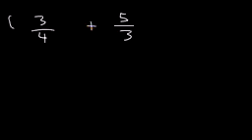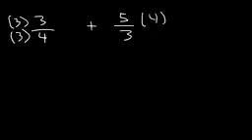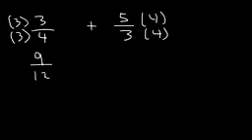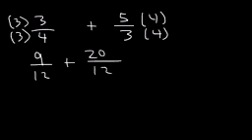What we need to do is get common denominators. So we need to multiply the first fraction by 3 over 3. Whatever you do to the top, you must also do to the bottom. Over here, we're going to multiply by 4 over 4. 3 times 3 is 9. 3 times 4 is 12. 5 times 4 is 20. And 3 times 4 is 12.